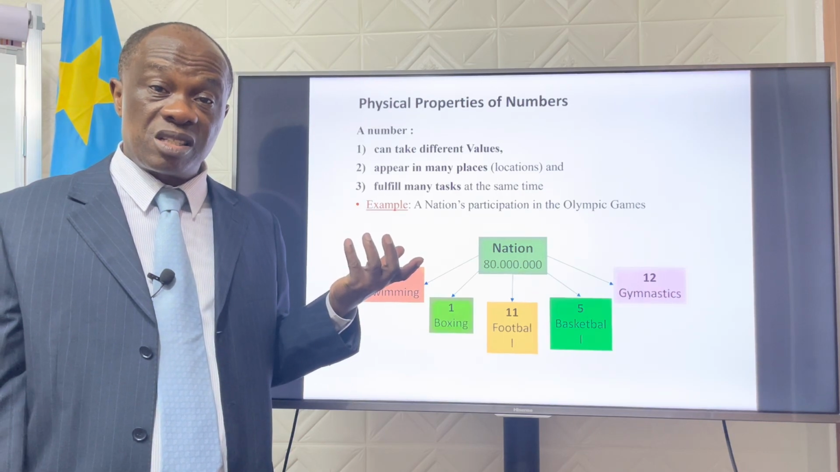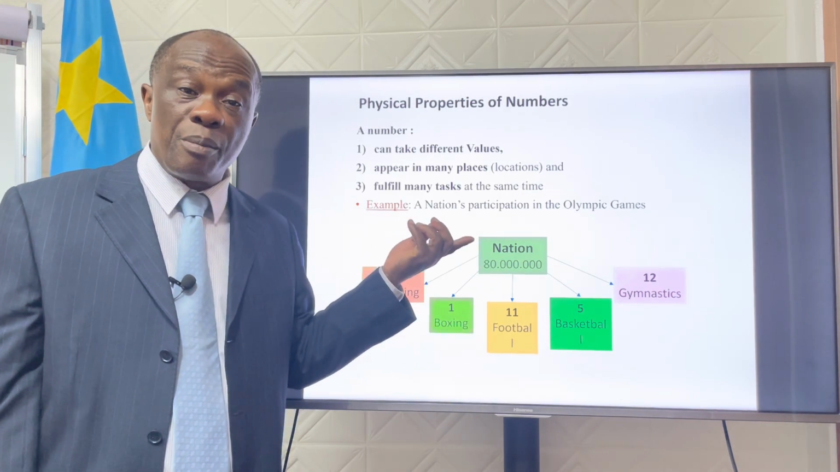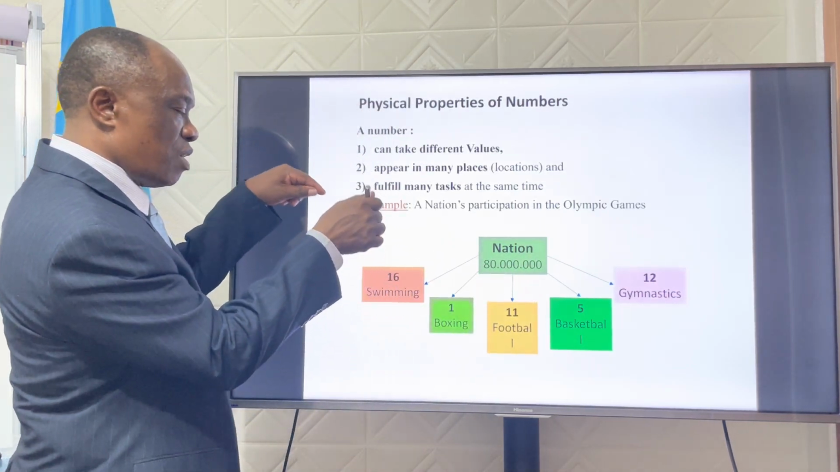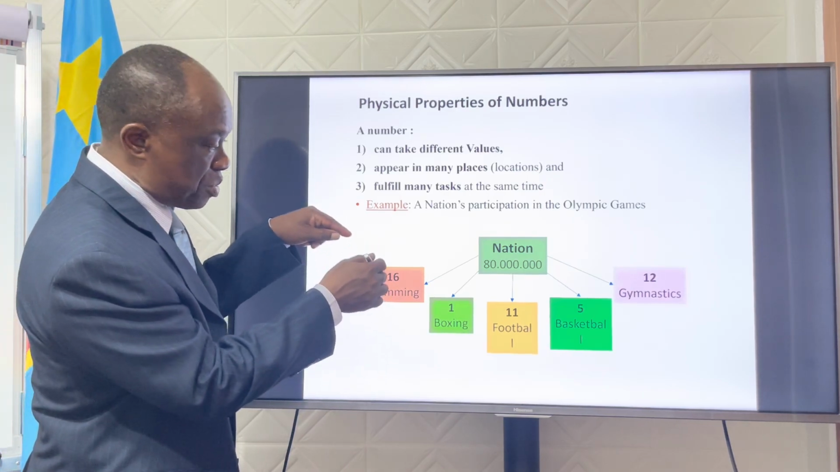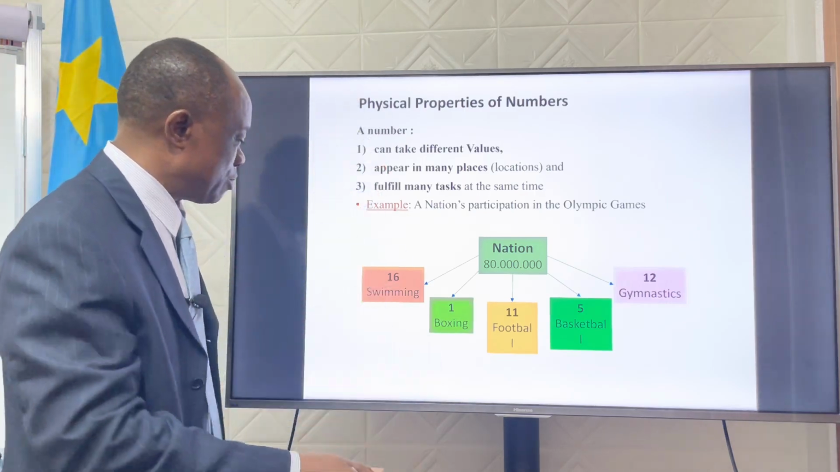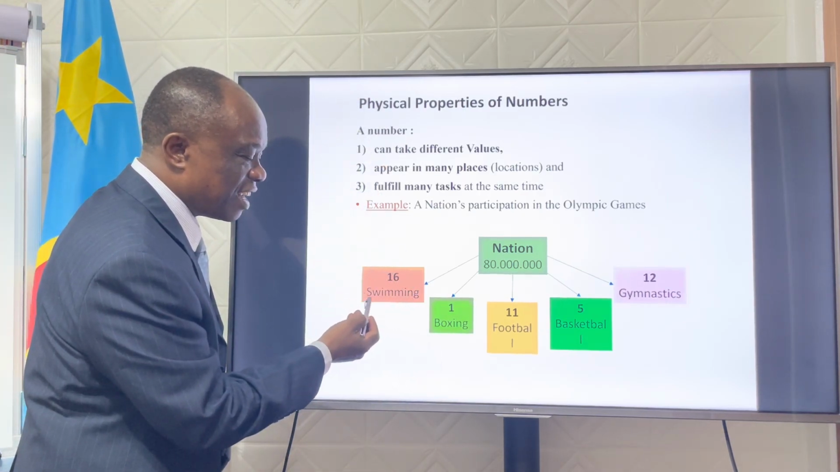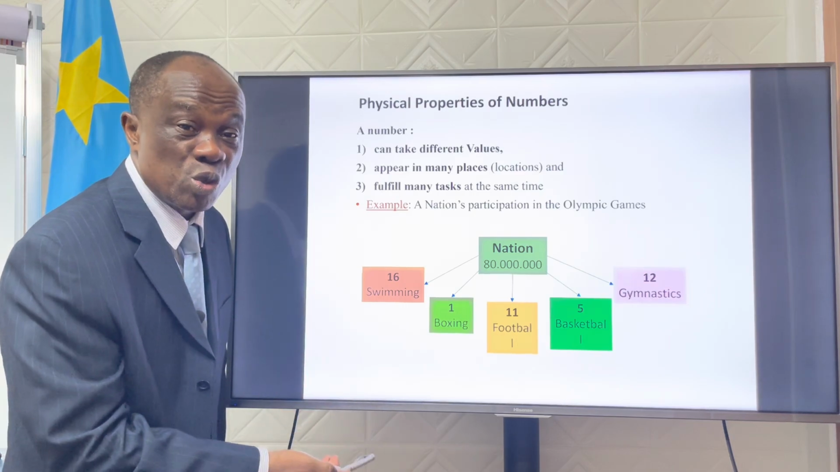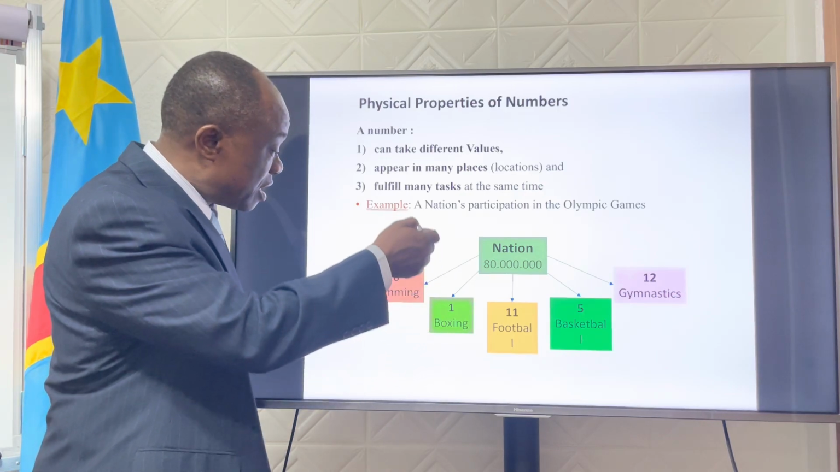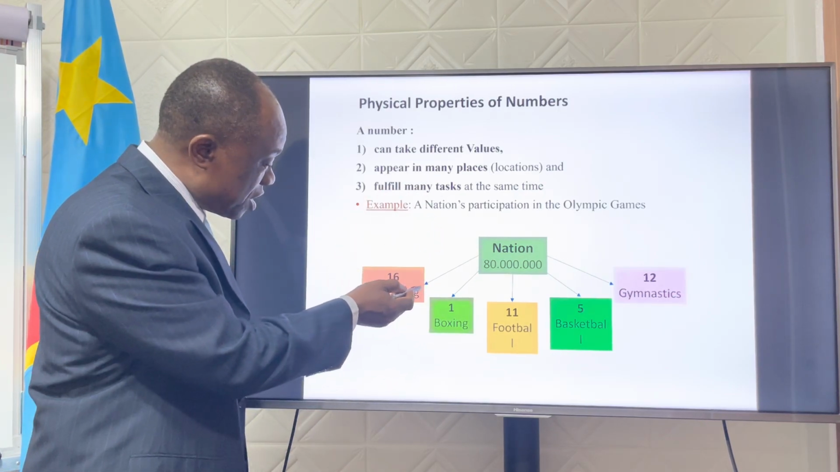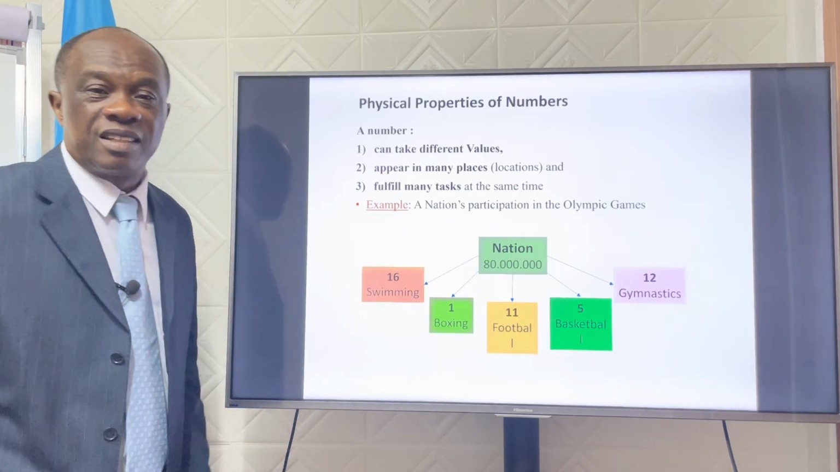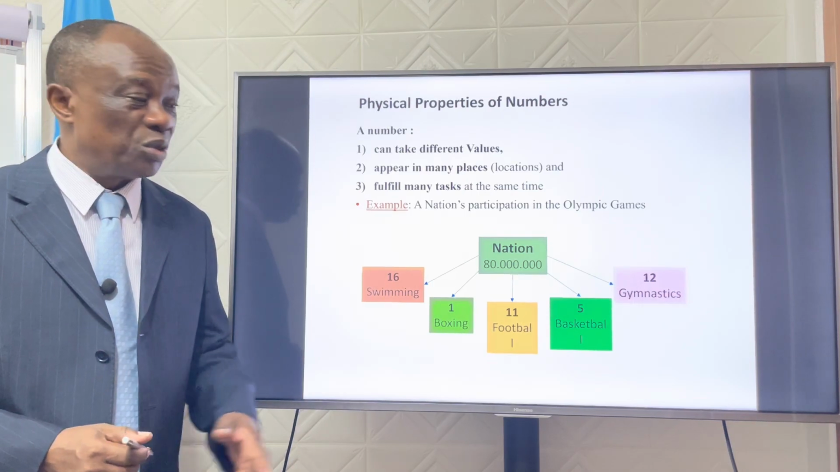You understand what it means? And that's the power of numbers. It means the 80 million, instead of 80 million people going for swimming, competing with another maybe 30 million people, we make only a team of 16, for example, for swimming. They are the ones who will perform. But victory or defeat of this team of 16 belongs to whom? To the nation, to the 80 million.